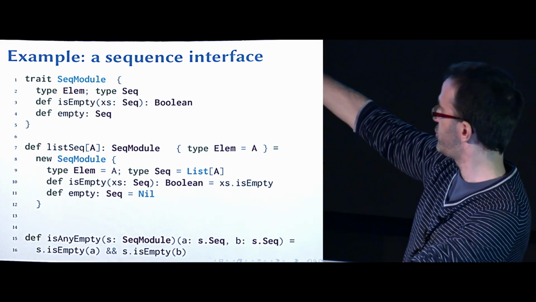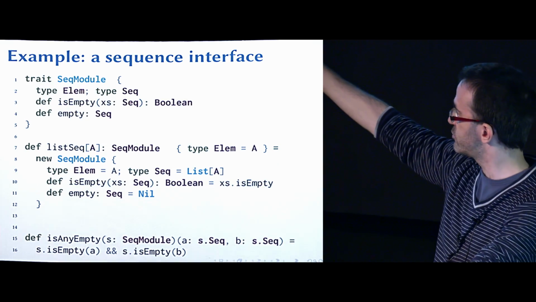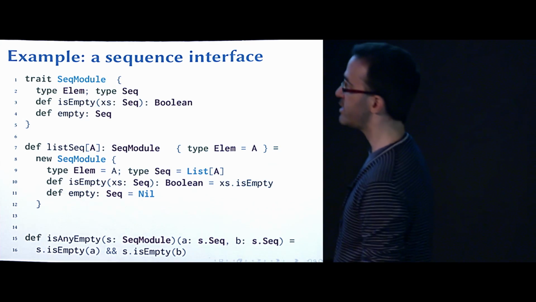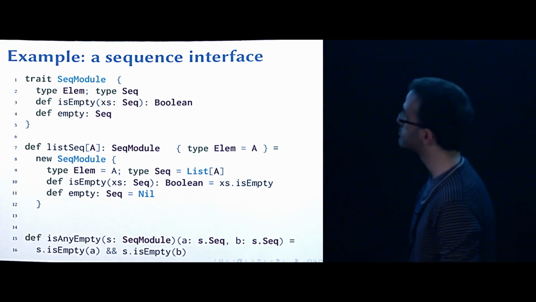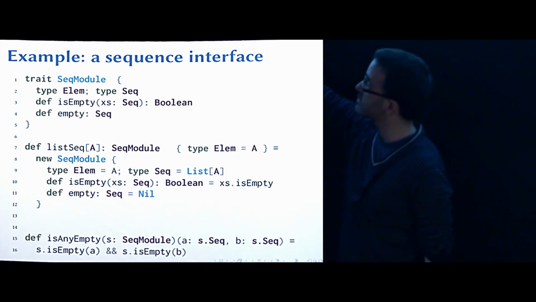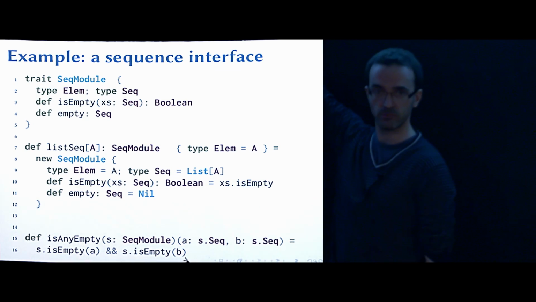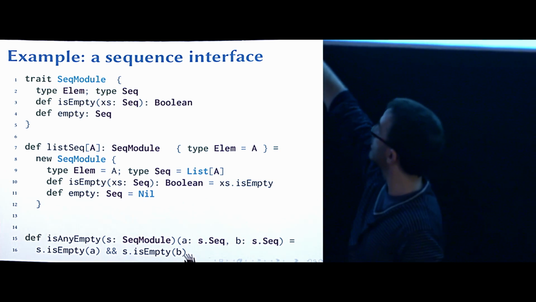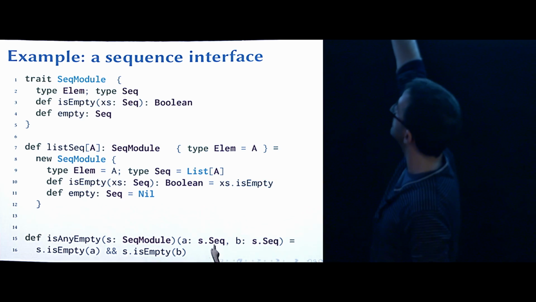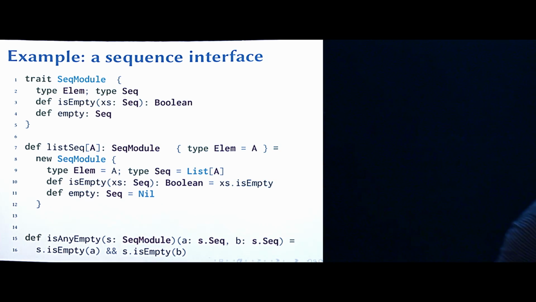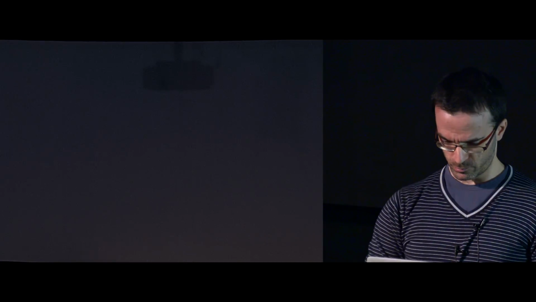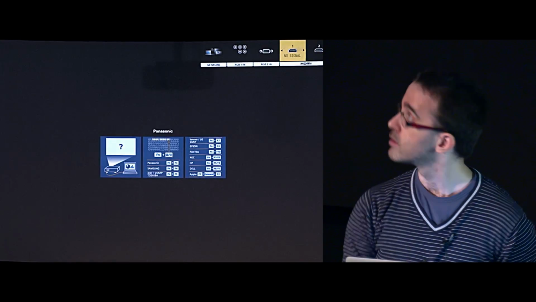We can write code that uses an implementation of this sequence to operate on sequences. And here, what we will see is that this is a method using this interface, and it takes an implementation of the SeqModule, and it uses path-dependent types. So it will take sequences of the type specified by the SeqModule. Wait, what? Sorry, screensaver.